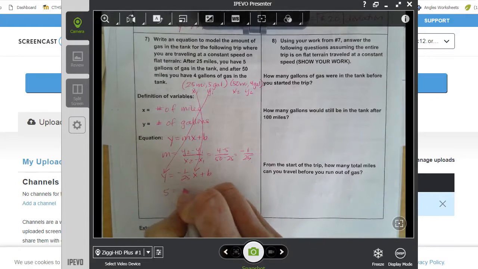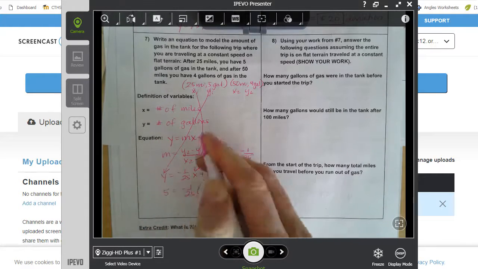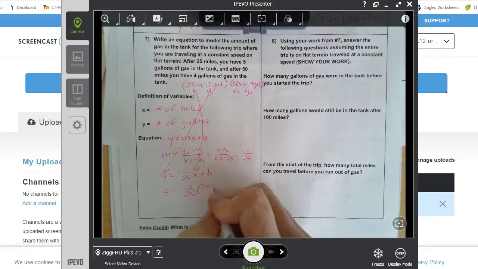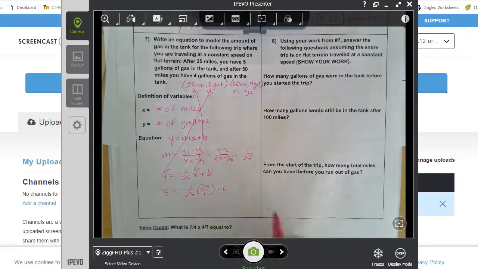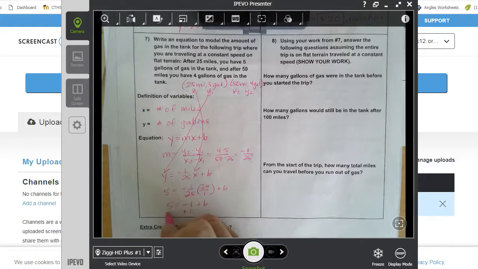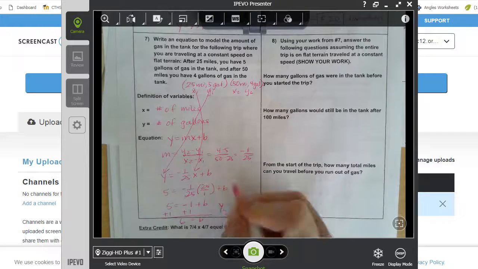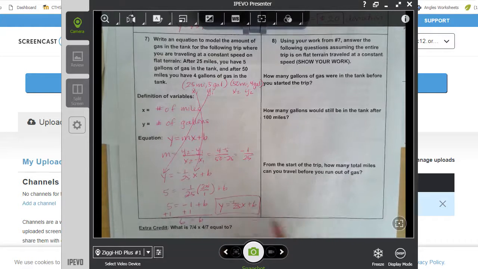And I get 5 equals -1/25 times my x plus b. I know 25 is the same as 25 over 1. And I notice these are going to cancel out. I either get -25 over 25 or I cancel these out. Either way, I get -1. And when I add 1 to both sides, I find my b value is 6. So when I assemble, y equals -1/25 x plus 6 is my equation.